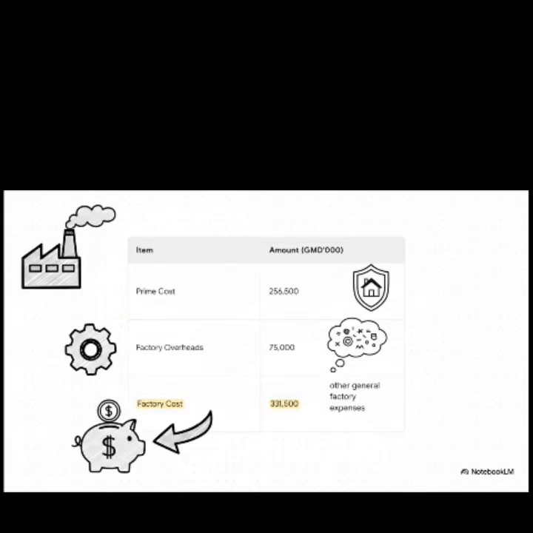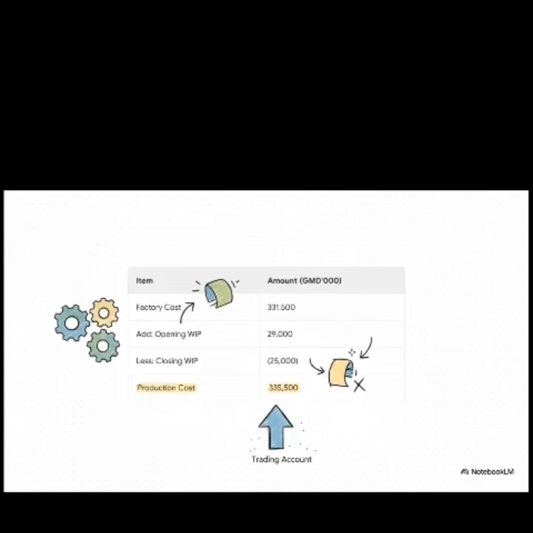Next up, we need to add in all those indirect factory costs, the overheads, right? So this includes things like the depreciation on machinery, the factory insurance, and other general expenses. Tossing those on top of our prime cost brings us to a total factory cost of $331,500.